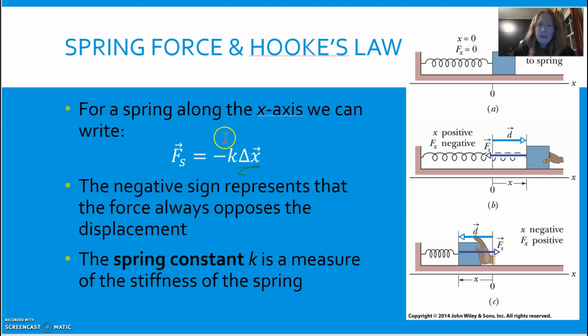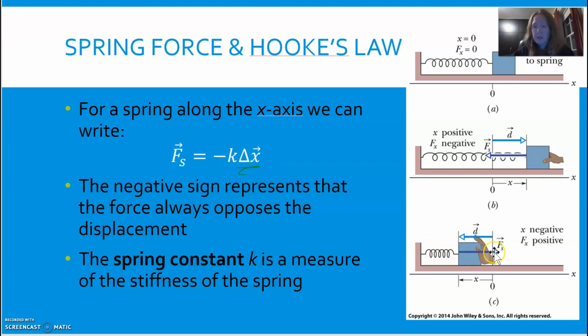And then the K is a measurement of how stiff that spring is. So that's called the spring constant. So we have the negative sign representing the direction of the force. So if X is to the right, you can see on this diagram that the spring force is to the left. And that negative sign is there to remind you of that.